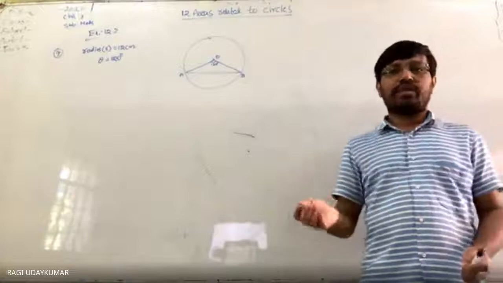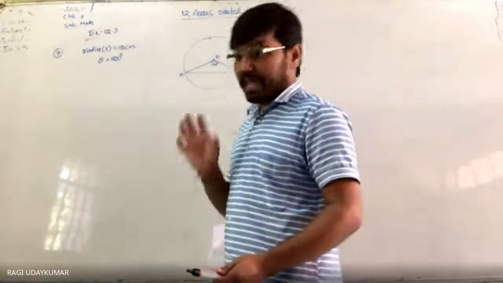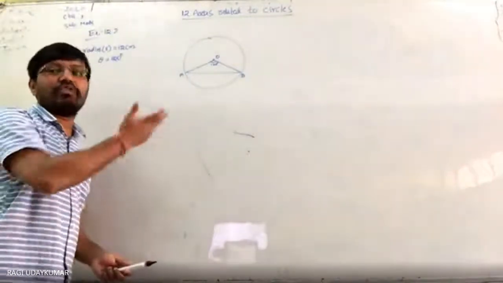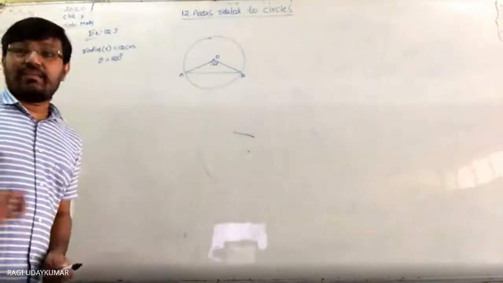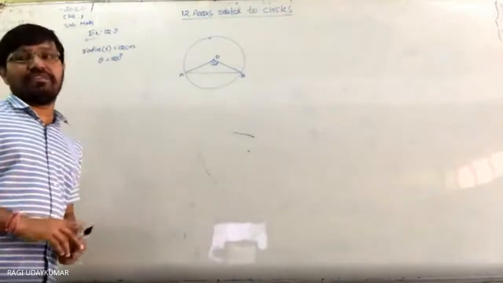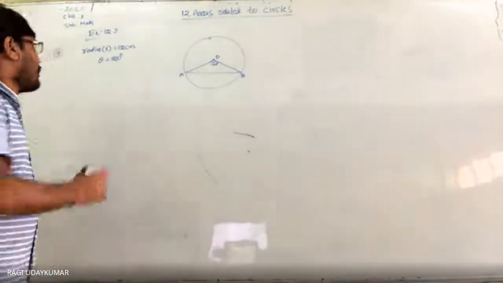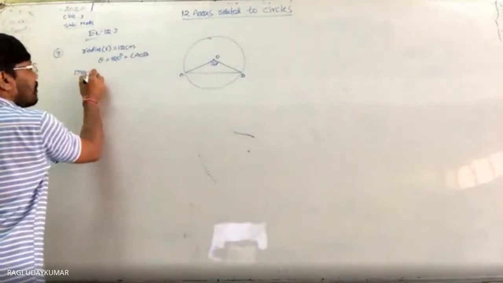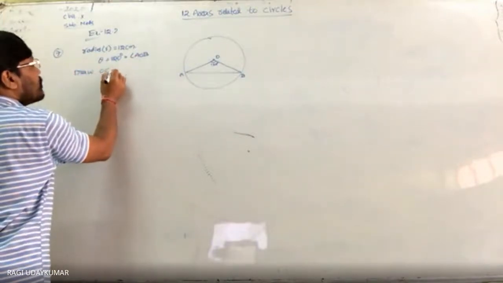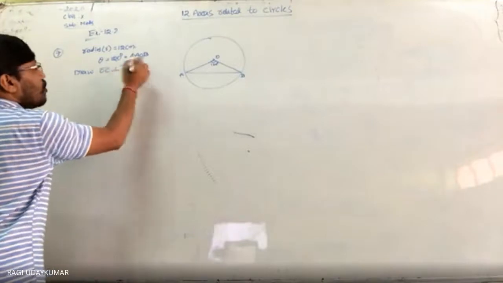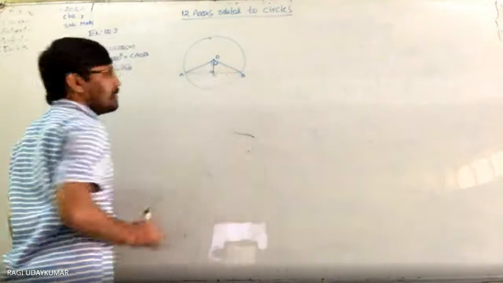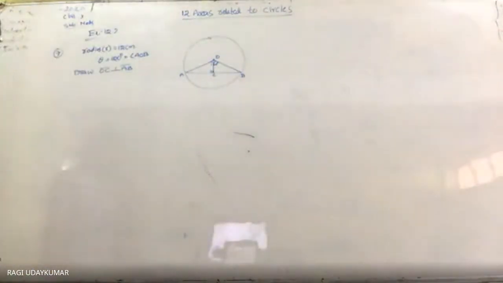directly half into base into height. But in this situation, for the remaining area, the area of the sector is 120 by 360 into pi r square only. That is easy. But how do we find the area of the triangle? So what to do here? Consider this angle as angle AOB. Draw OC which is perpendicular to AB.